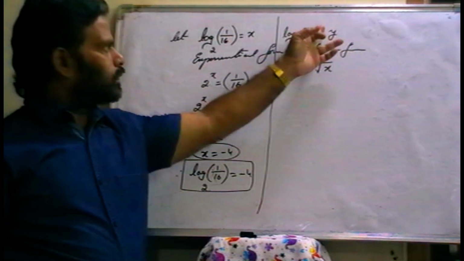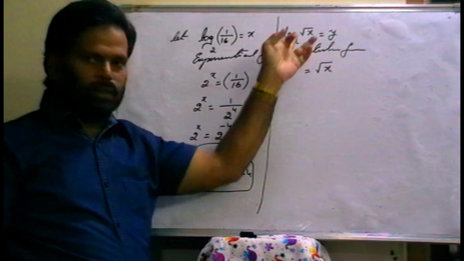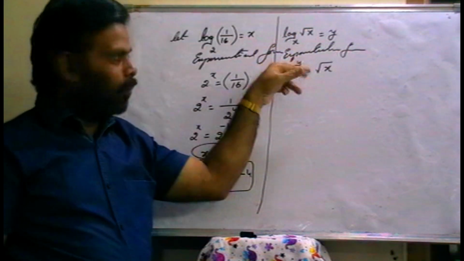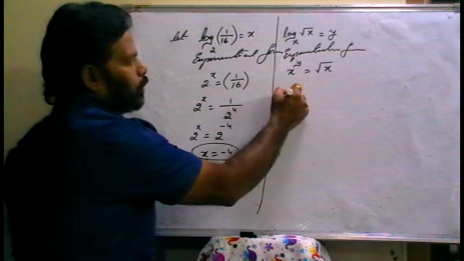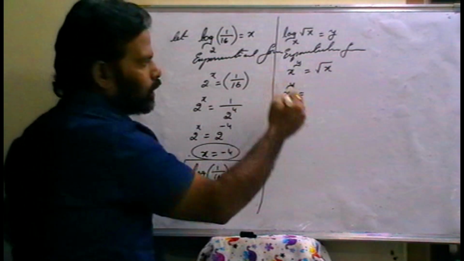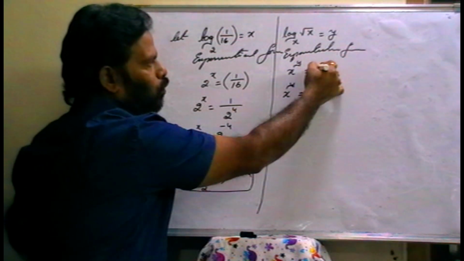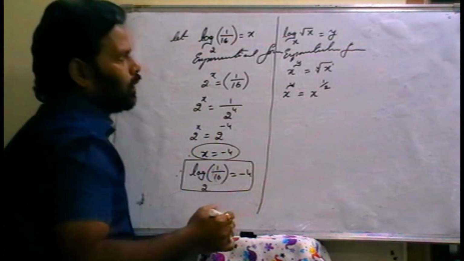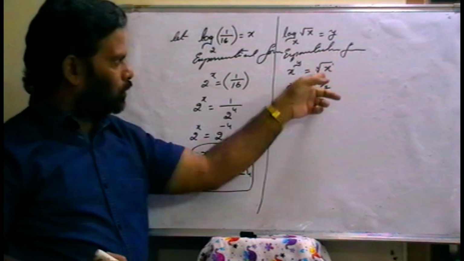So log root x to the base x is equal to y. Exponential form, x to the power of y is equal to root x. Square root of x we can write as x to the power of 1 by 2. Order is square root, power nothing means 1, so 1 by 2, power by order. Square root of x means x to the power of 1 by 2.